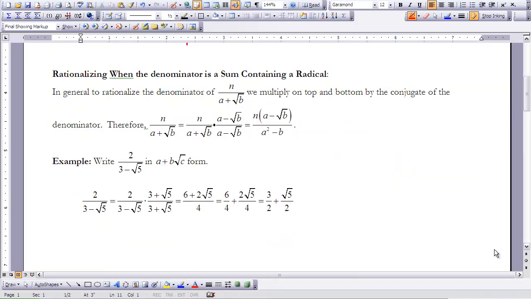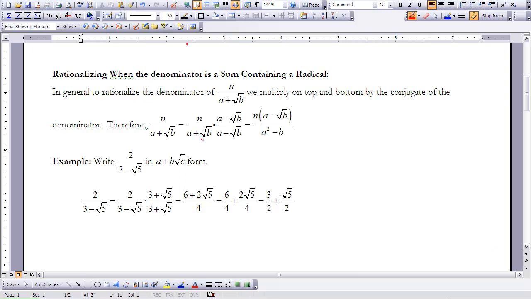We can also rationalize when the denominator is a sum containing a radical. So in general, to rationalize the denominator of n over a plus the square root of b, we can multiply on top and bottom by the conjugate of the denominator, very much like we did with our complex numbers in chapter 6. So n over a plus square root of b is equal to n over a plus square root of b times a minus square root of b over a minus square root of b.